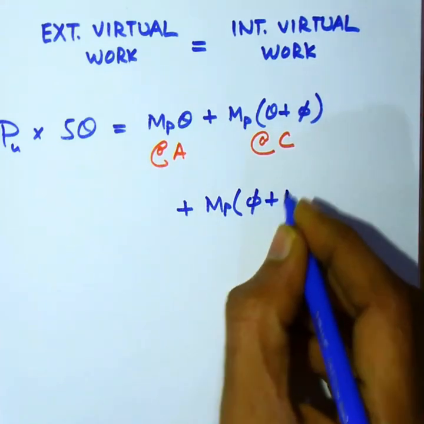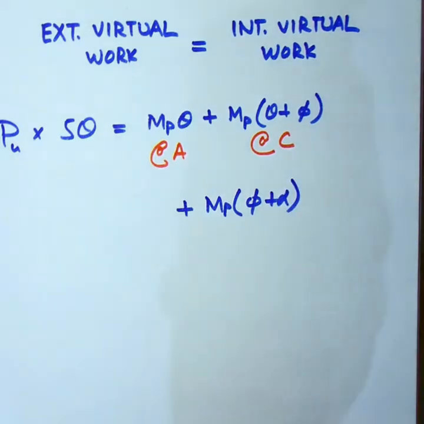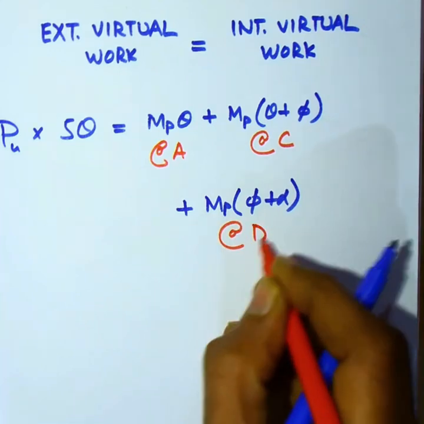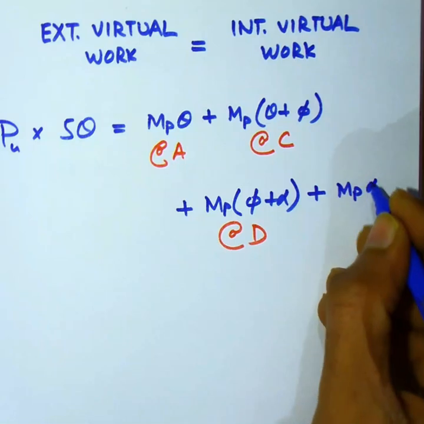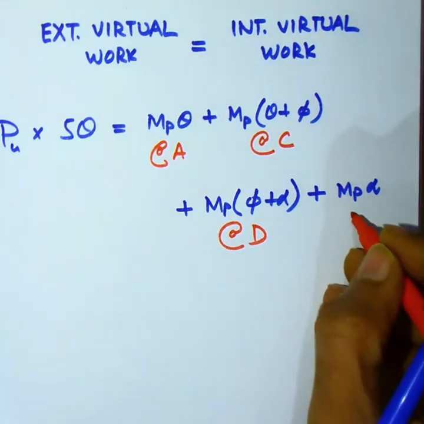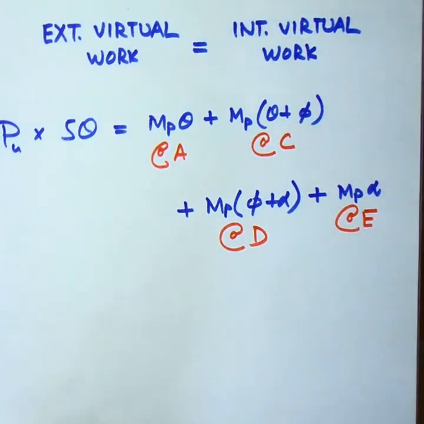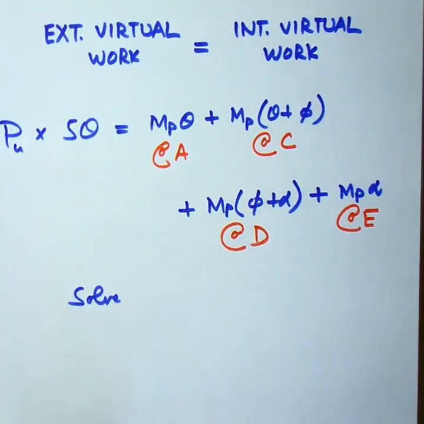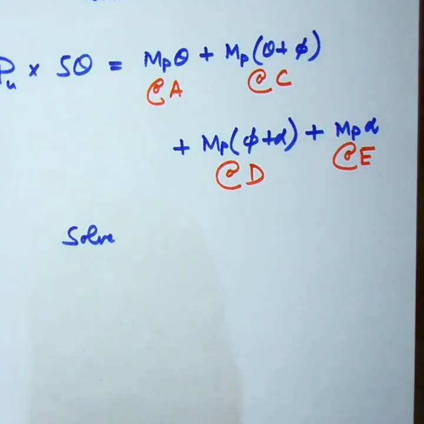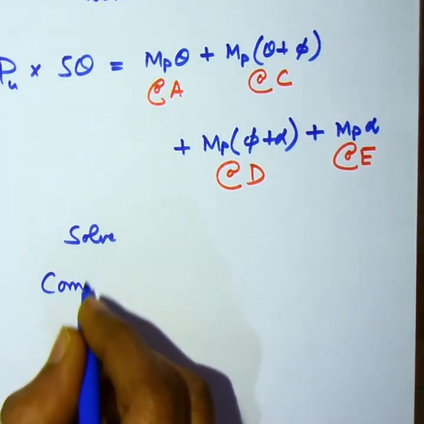So the work done is MP into theta plus phi. At D, it is similarly phi plus alpha, and at E, it's alpha. So we have set up the equation equating the internal and the external virtual works. So we can solve this equation and find out the value of PU.